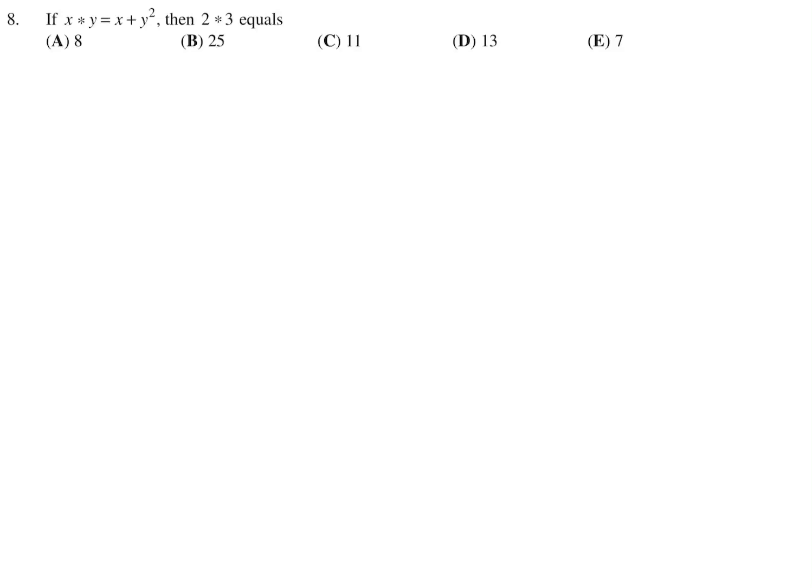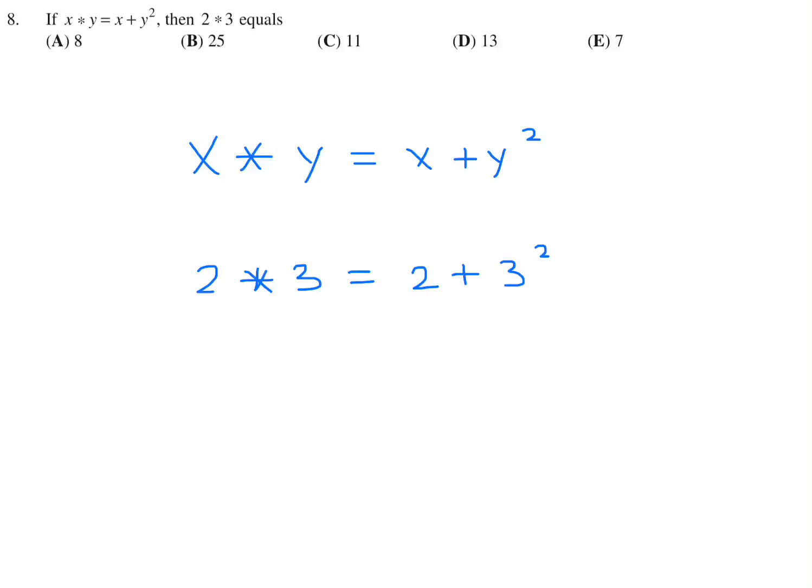X symbol y is x plus y squared. So what is 2 symbol 3? So they've defined this new function, and they've told you that if you have two numbers, it will be x plus y squared. So now use this exact same rule on 2 and 3. So it would be 2 plus 3 squared, like that. And that is 2 plus 9, which is equal to 11. So the answer to number 8 is C.